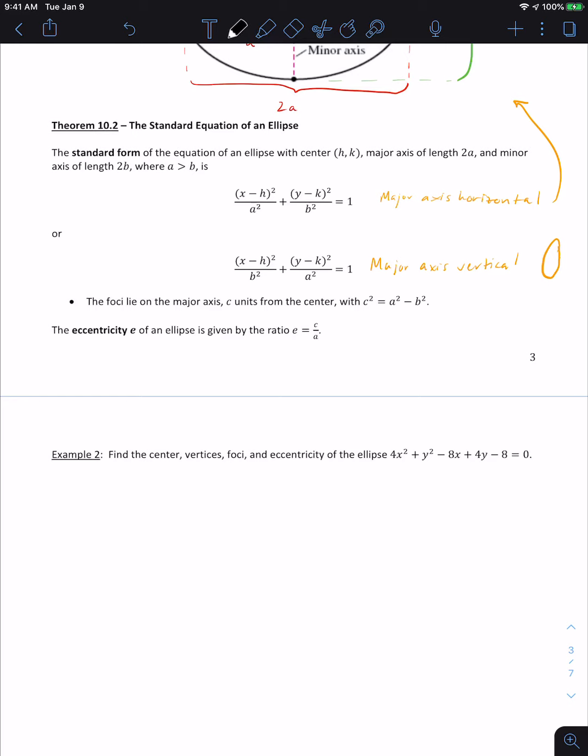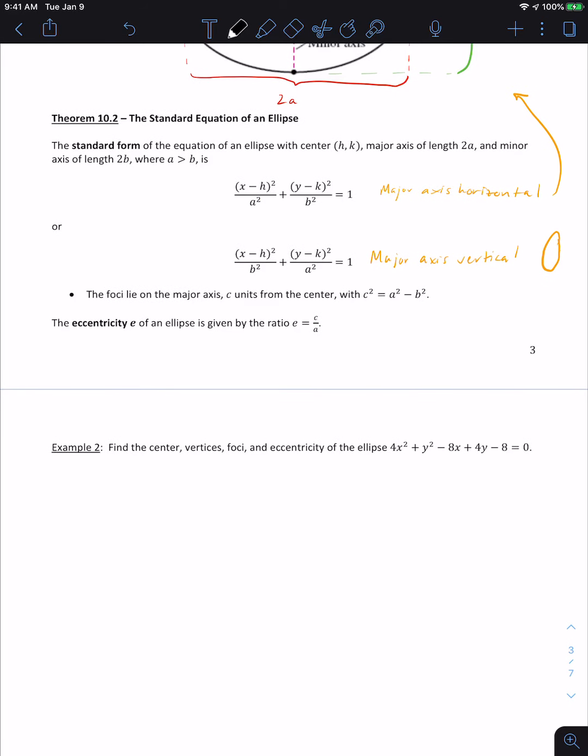But obviously, since we're asking this question in the ellipse section, it's going to be an ellipse. And we're going to have to put it in standard form, and then we're going to have to determine the center, vertices, foci, and eccentricity. Okay. So first things first, we're going to need to write it in standard form.